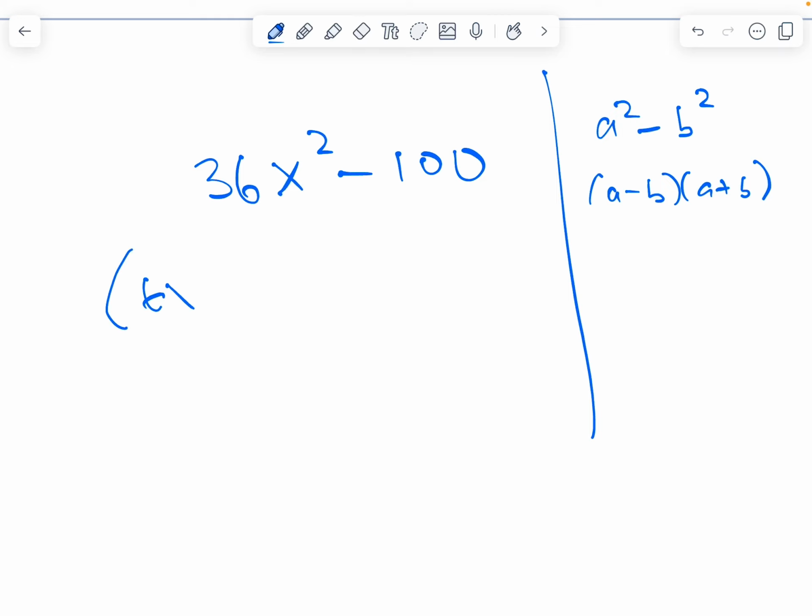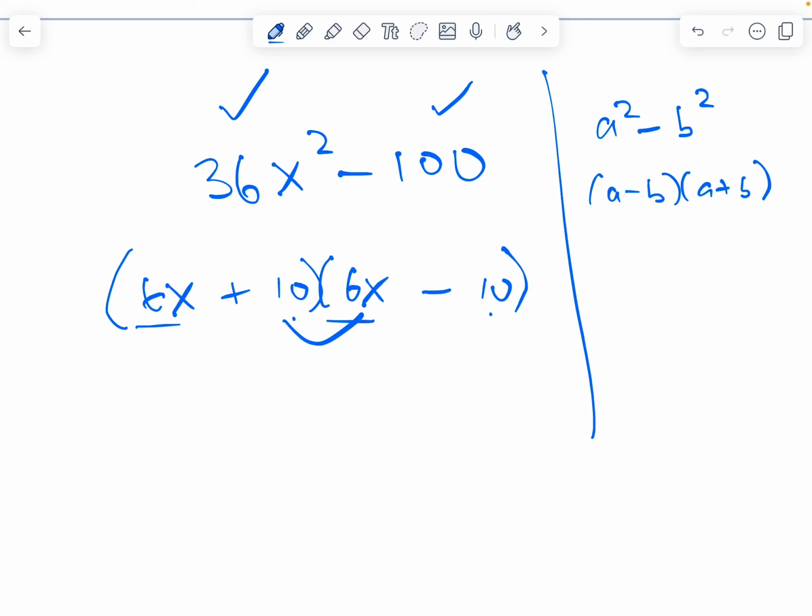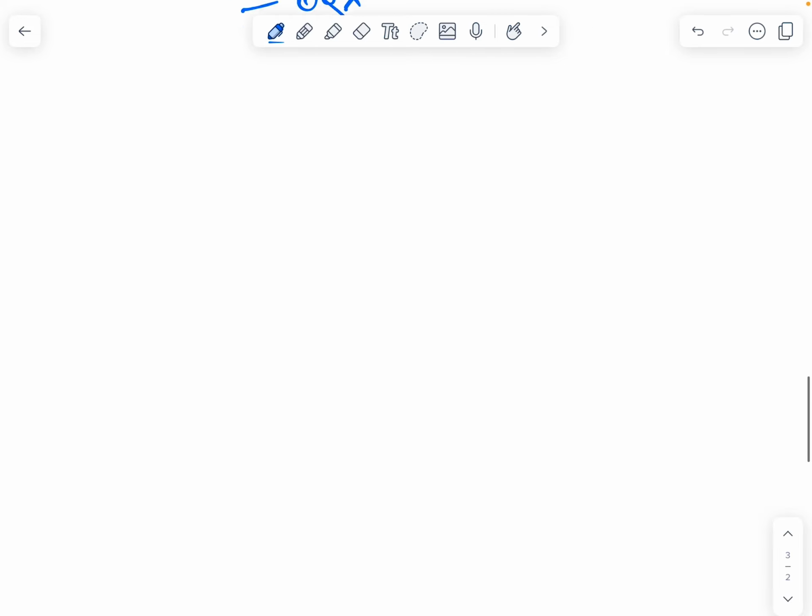We're going to do 6x, and we're going to do 6x. Now, 6x and 6x gives us our 36x squared. Now we're going to do a 10 and a 10. The 10 times 10 gives us the 100. But because it's a negative, we're going to make one positive, one negative. Now let's see what happens to the middle term. That's going to be 60x. This is going to be negative 60x. Those cancel out, and we're just left with 36x squared minus 100. Let me do one more example and then give you one on your own.